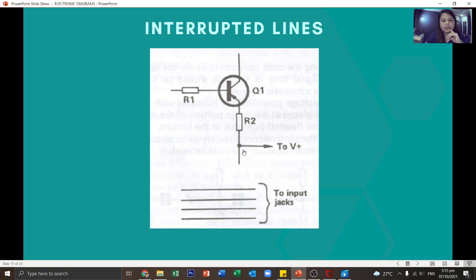Instead of this line being connected to the positive of the battery, an arrow is placed, then an indication V positive, meaning this line will be connected to the positive terminal of the battery. Also this one. Instead of connecting this to the jacks, it just indicates 2 input jacks, meaning these 4 lines will be connected to the input jacks.